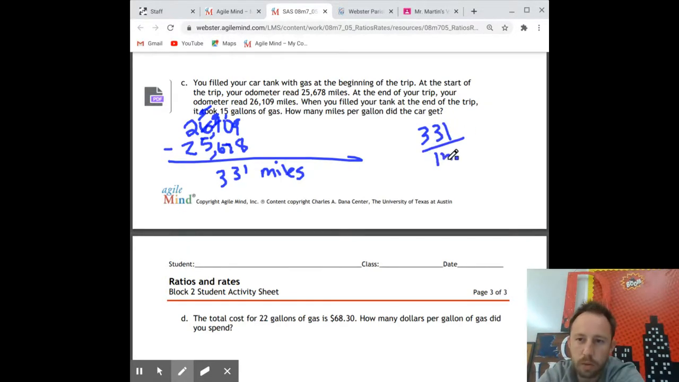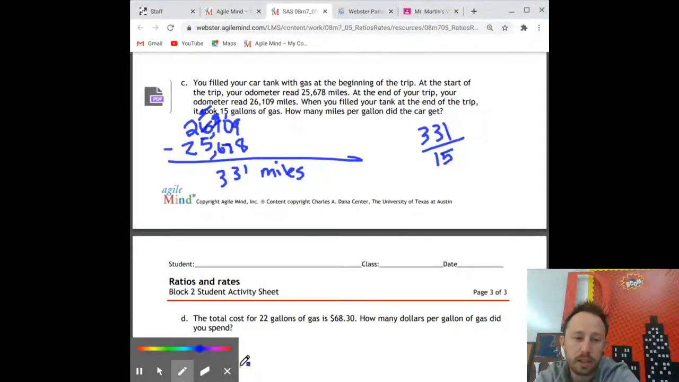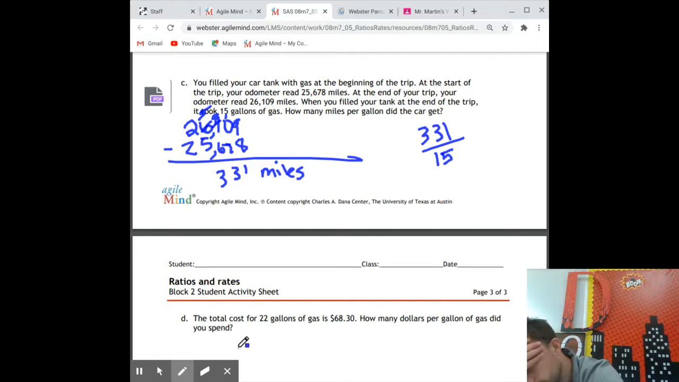All right. So what do we notice about questions A, B, and C? What did we have to do in all three of those? Divide. Yeah, we divided. And each time we did that, we were able to get the miles per gallon. So let's see if D changes. D, read that one for us, Devin.